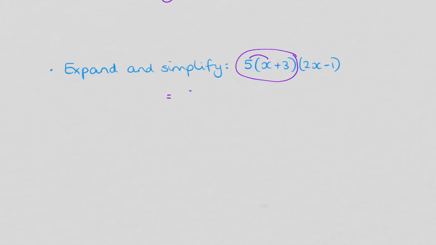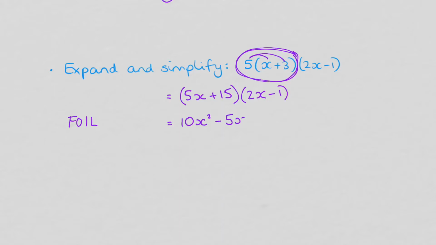So 5 times x is 5x, 5 times 3 is 15. So that's what we've got for the answer to this circled multiplication now, which we're going to multiply by 2x minus 1. And then we're going to, let's use FOIL this time. Remember, we've got different methods for multiplying out two brackets. So first, you've got 5x times 2x. So that's 10x squared. The outsides are the two that are furthest away from each other. So you've got 5x times negative 1, which is minus 5x.